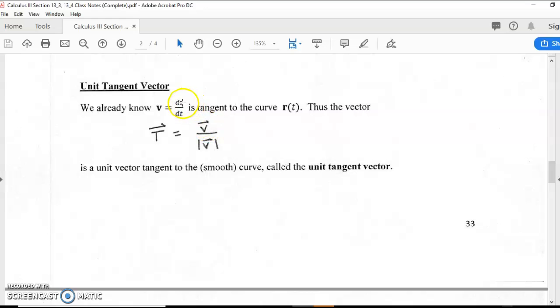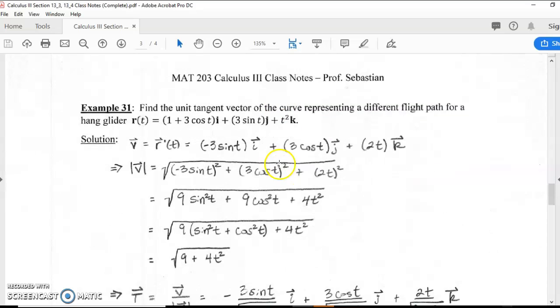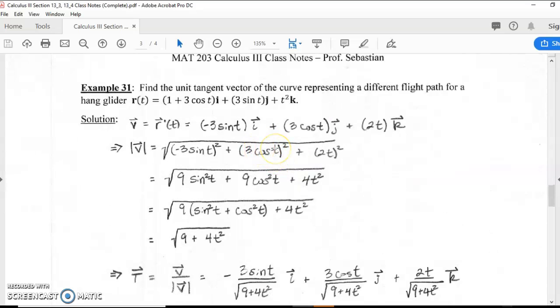So velocity is dr dt, the first derivative of position. If I take that velocity vector and divide it by its magnitude, which is speed, the bottom line is that it is a unit tangent vector, rather than just looking at r prime of t, the velocity vector itself. For example, let's compute that.